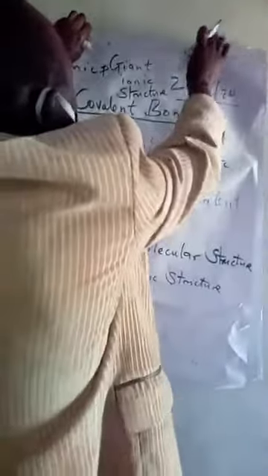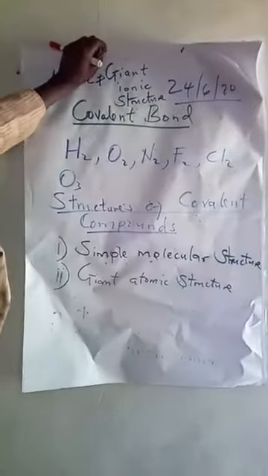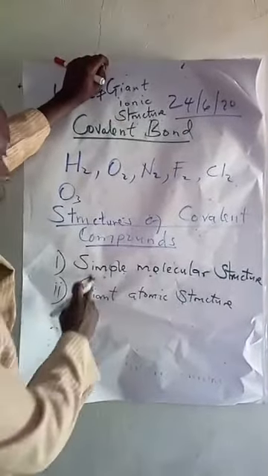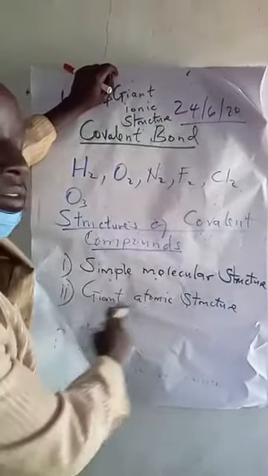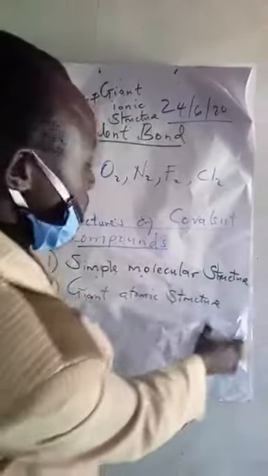So number 1 type of covalent bond structure. We said at the beginning that we have two types of structures for covalent bonds. We have simple molecular and we have giant atomic. So let us look at giant atomic structure. Oh, before we go to giant atomic, we have talked about intermolecular forces of attraction.